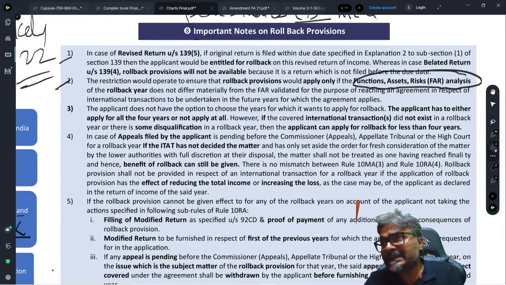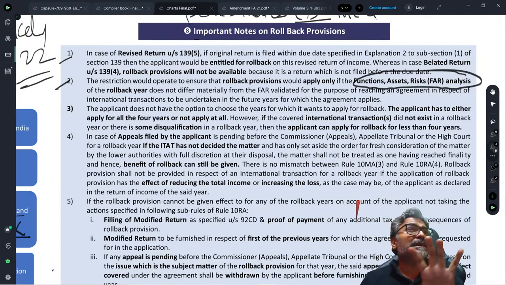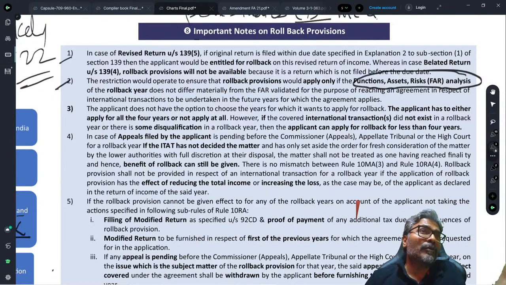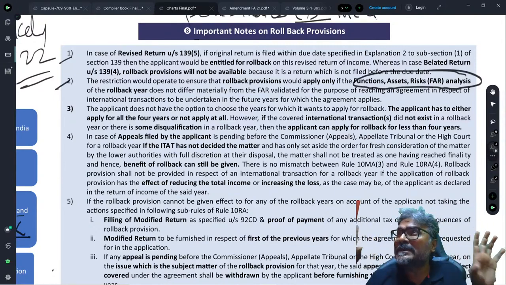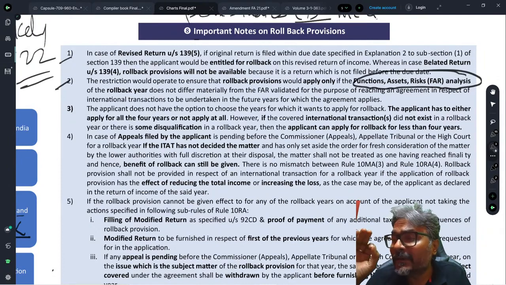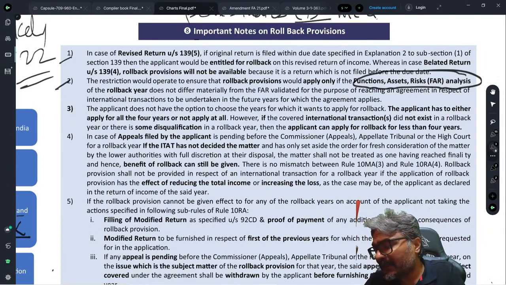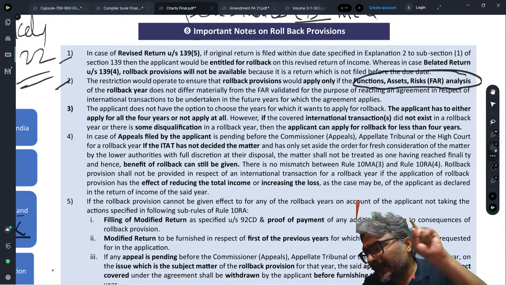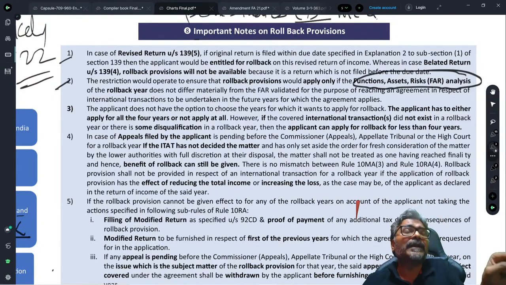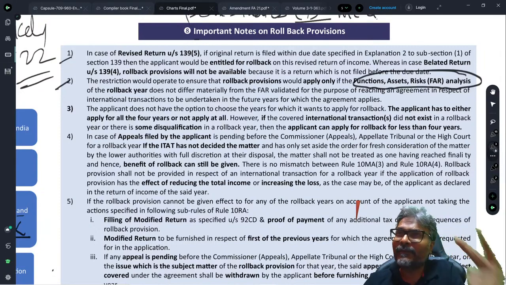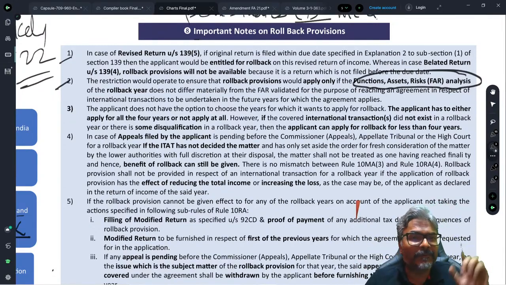Point number two, the asset which I'm going to employ in my APA transaction for the future year and the asset which I have already employed in the rollback transaction should also be the same. And the third one is the risk which I am going to assume in the transaction for which I have taken the APA and the risk which I have already assumed in the transaction for which I want the rollback should also be the same. So if the functions performed, assets employed, and the risk assumed are the same for both the transactions, then we will say that yes, the rollback benefit is available.